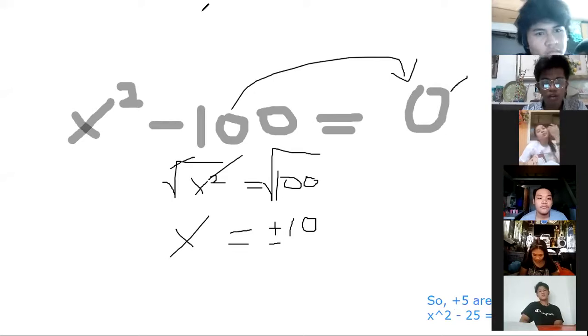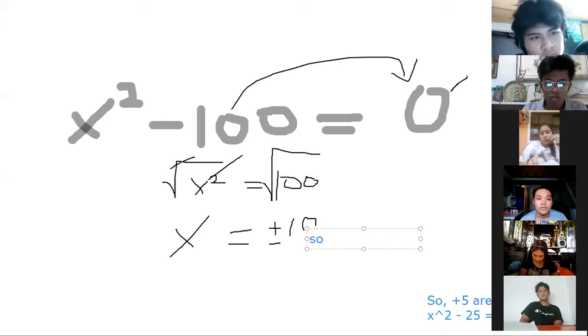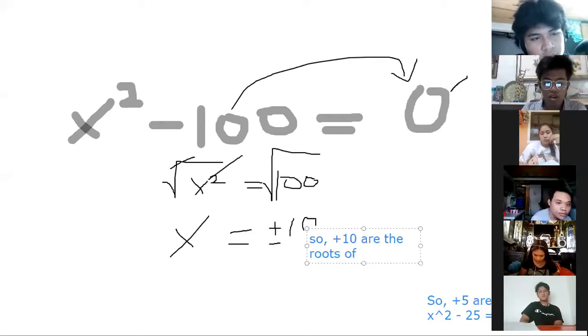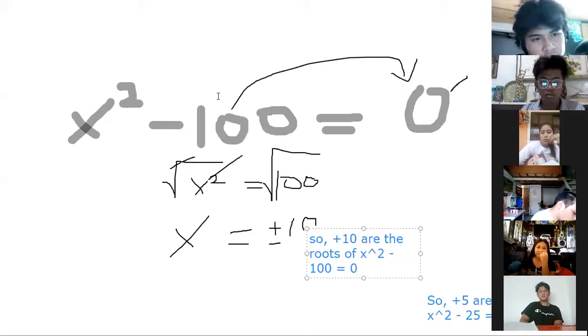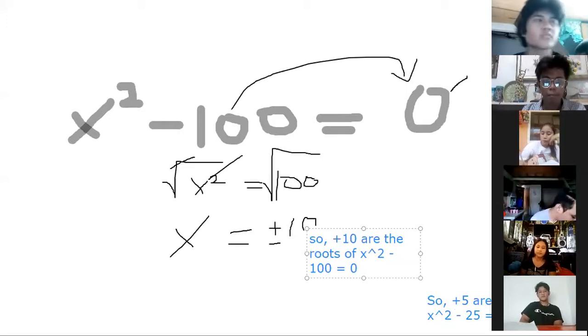Now, positive and negative 10. So therefore, for our conclusion, gawa na lang tayo ng bago. So, positive and negative 10 are the roots of x squared minus 100 is equals to 0. Nakukuha na po ba? Okay, so now let's move naman to our next example.